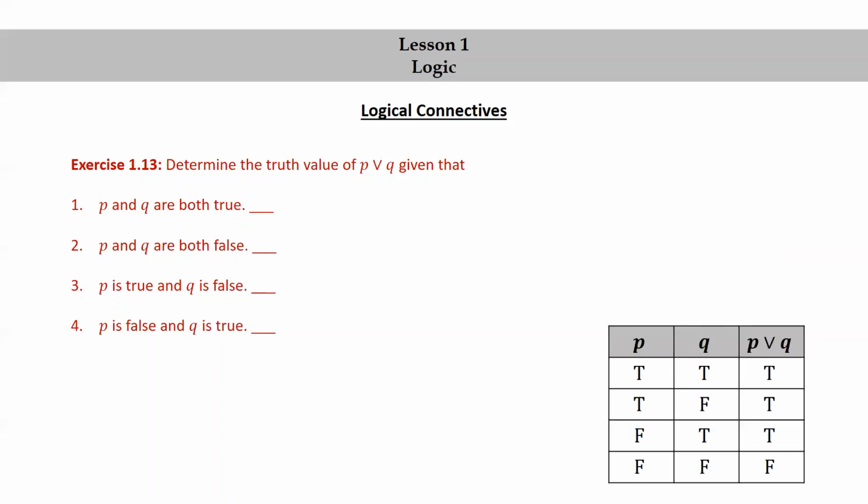Looking at the truth table for P or Q, let's see. If P and Q are both true, then we have true or true is true. We have false or false is false. We have true or false is true. And we have false or true is true.